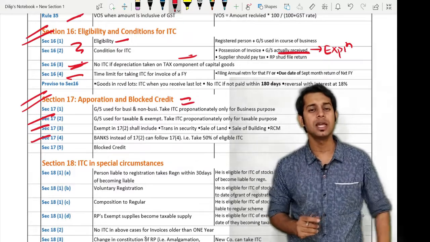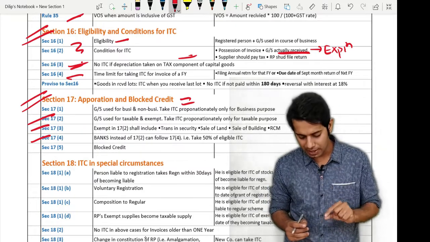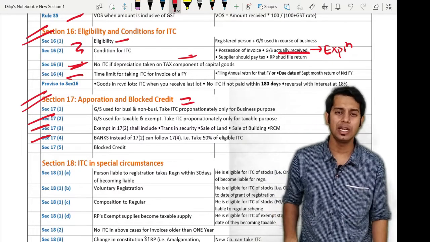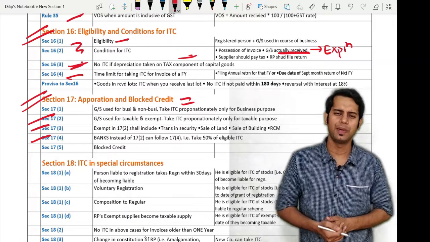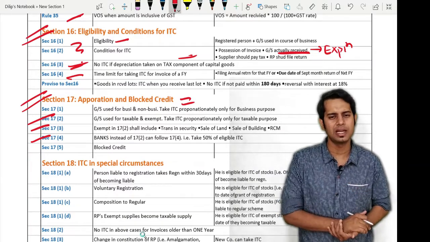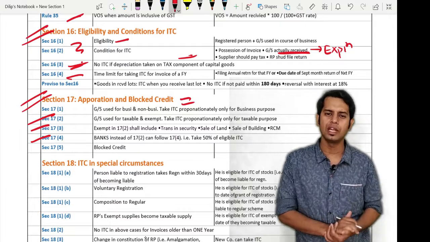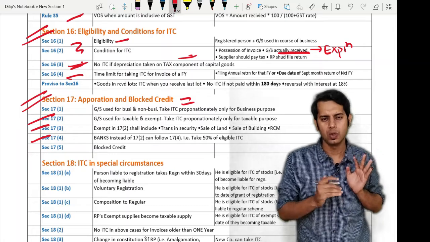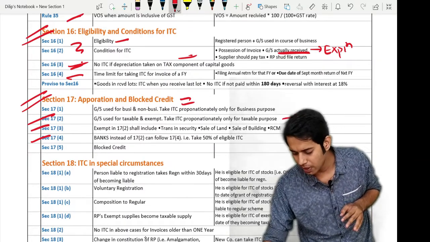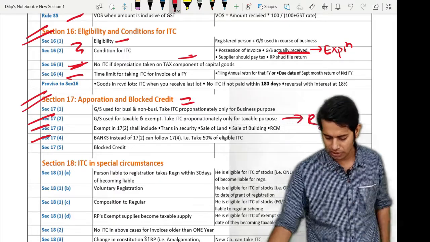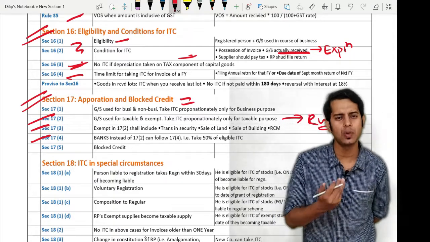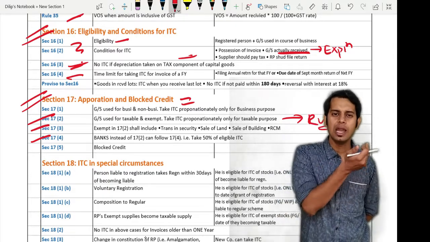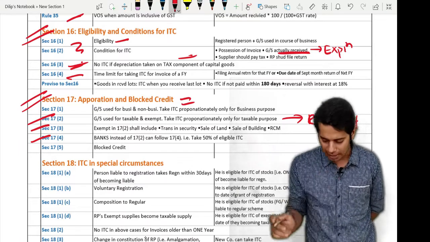Then 17.4 says that if you are a banking company or an NBFC, because the majority of the interest expenses which banks are making is normally exempt, you can, instead of following 17.2, follow 17.4, wherein 50% of eligible input tax credit you can straight away take, instead of the proportionate basis. How will I calculate the proportionate basis? As per rule number 42. 17.4 says that instead of following that particular rule, you can straight away take 50% of eligible ITC as input tax credit, and the other 50% shall lapse. Option 1's exercise should be followed for the entire financial year.